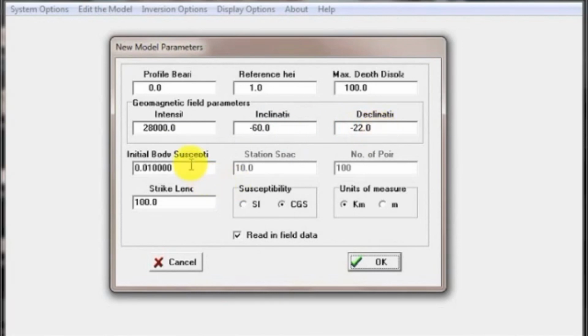Initial body sensitivity 0.01 is fine. You can uncheck reading field data. So at the bottom, and then make station spacing and number of pairs, you can leave it at 10 and 100. Strike length, change your strike length to 1,000 because you're dealing with dykes, so they go in and out of the board. And you can leave your susceptibility as SI and change your units to meters.